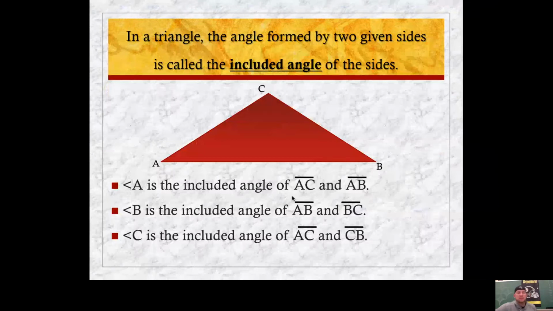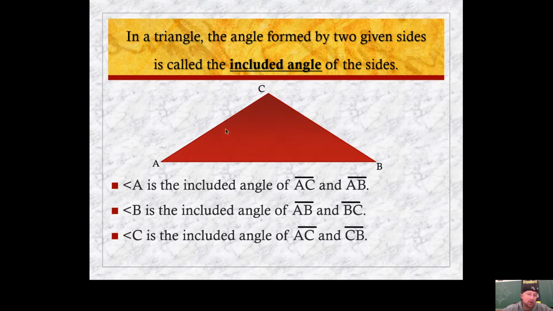This is section 5.5 on side, side, side, and side angle side. We're going to be using this term a lot in this section. An included angle is just the angle that's in between two sides. That's all that means. So for example, angle A is the included angle of segment AC and segment AB.